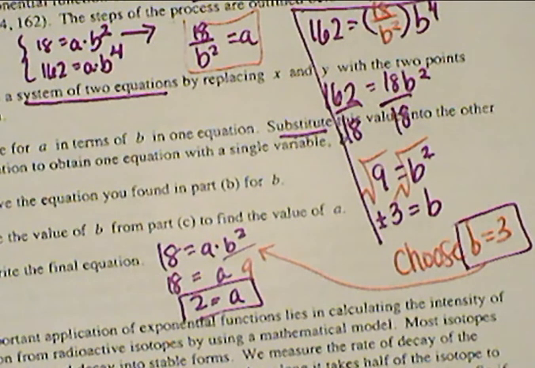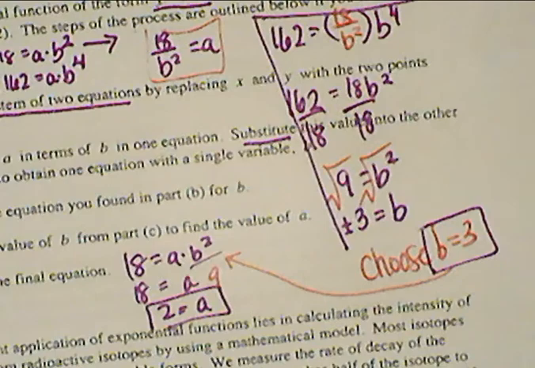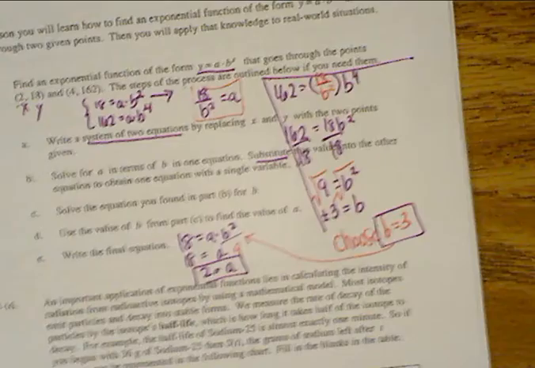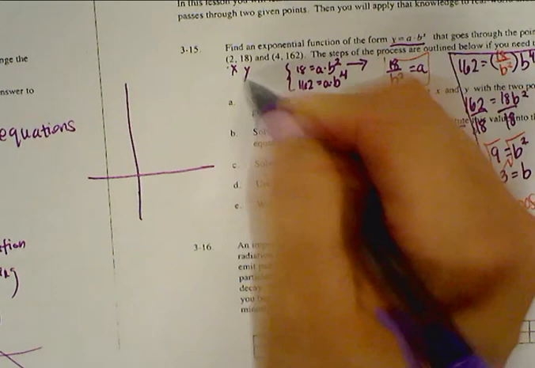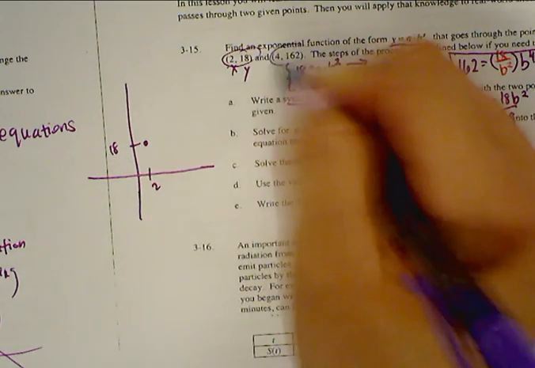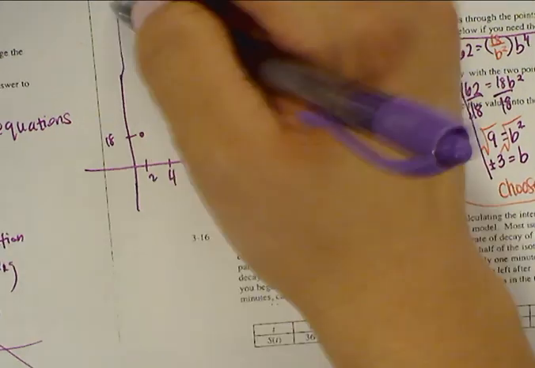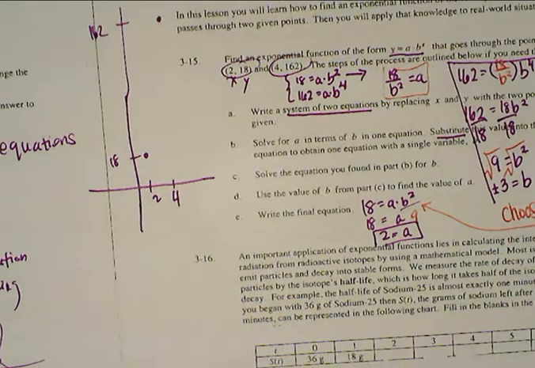I found a, I found b. Why did I need them? To write my final equation. Do you guys remember what the whole point of this was? No, I forgot. Okay, remember, I know that there are these 2 points, 2 and 18, and 4 and 162 over here. I'm trying to find the equation for the exponential graph.